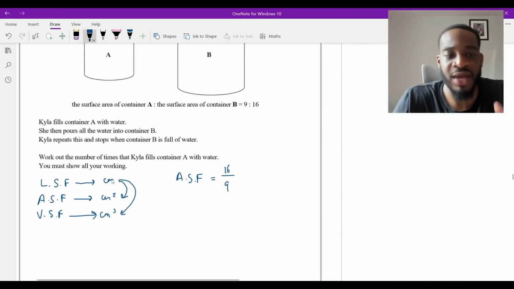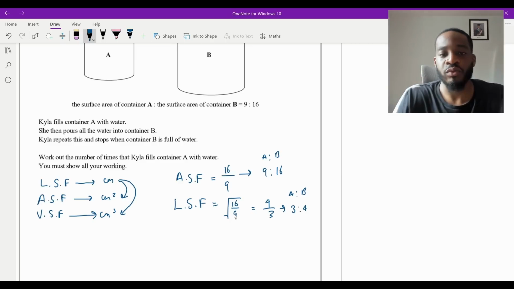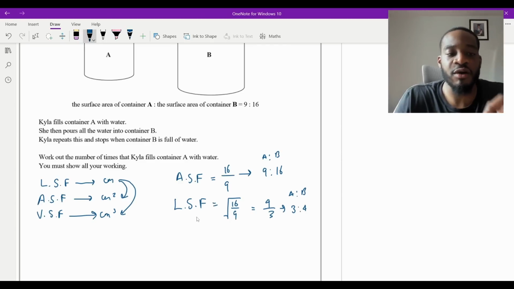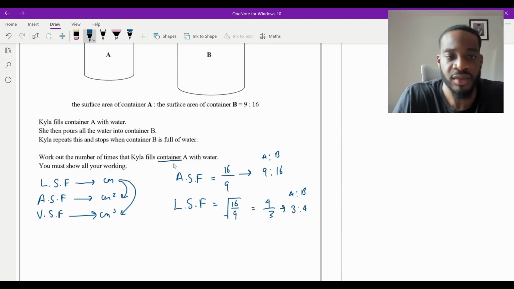Now, remember, to go from the length to the area scale factor, right, I square. So if I want to go back to the length scale factor, then all I would do is square root, wouldn't I? So therefore, that is just going to be 4 divided by 3, right? And then in that case, remember, if we write these as ratios, remember B is on the top, A is at the bottom. This is 9 to 16. We write A and B here. And then as a ratio, I could write this as 3 to 4, right? And this is still A and B. So we've got the length scale factor from the area scale factor. Now that we have the length scale factor, remember what the question's asking us for, the number of times Kyla fills the container with water, right? It's volume we're looking for.